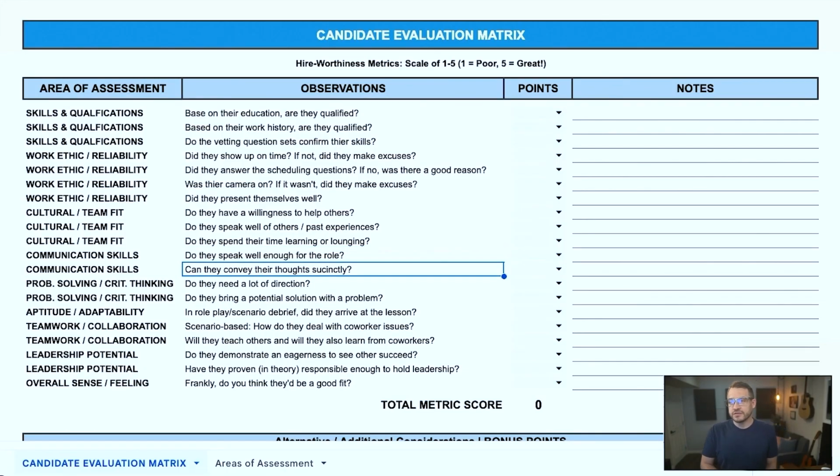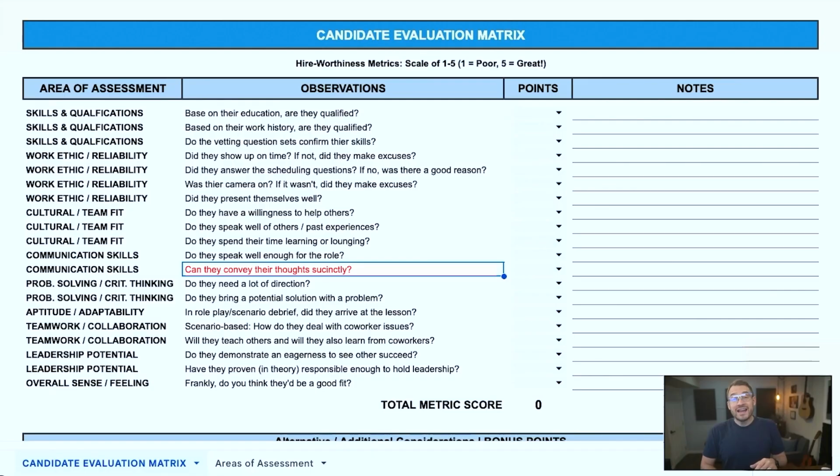So communication skills also: can they convey their thoughts succinctly? Heck, better than I do, right? Are they able to actually communicate what they're thinking? Does it take a lot of words? Can it take fewer words? This is usually applicable for a phone sales role. Are they able to actually get out what they're thinking?